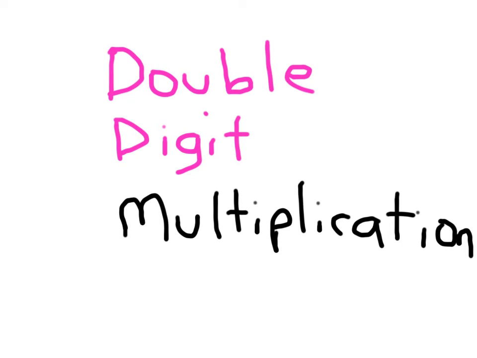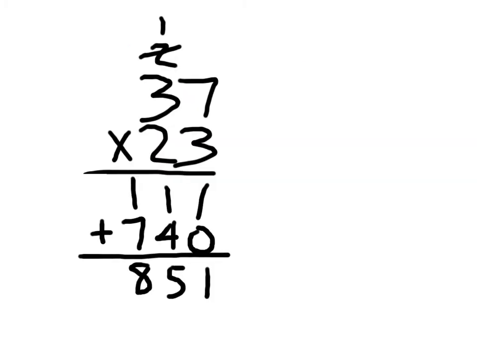Welcome to double-digit multiplication. This is what we're going to learn how to do today. We're going to learn how to figure out 37 times 23 using double-digit multiplication, using this method right here that is shown right here.